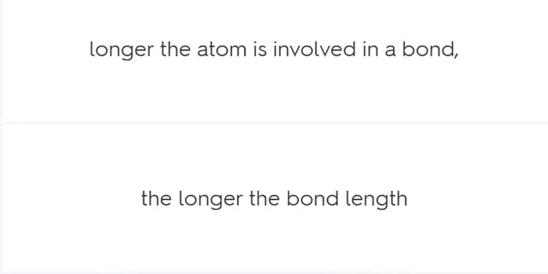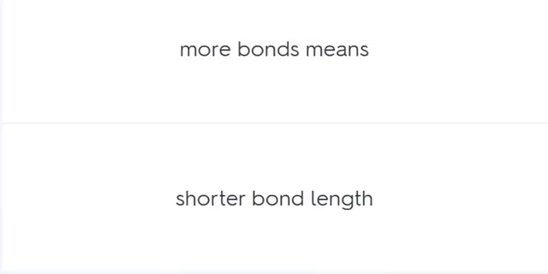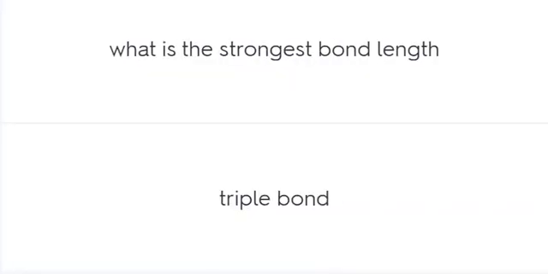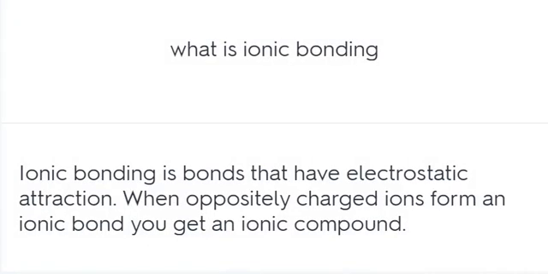The longer the atom is involved in a bond, the longer the bond length. More bonds means shorter bond length. What is the strongest bond? Triple bond.